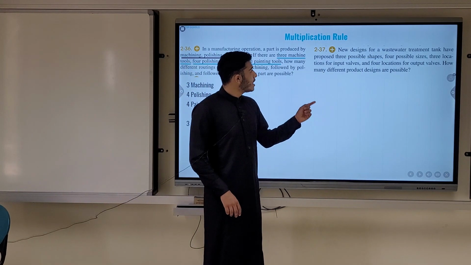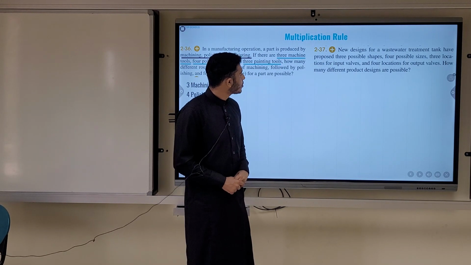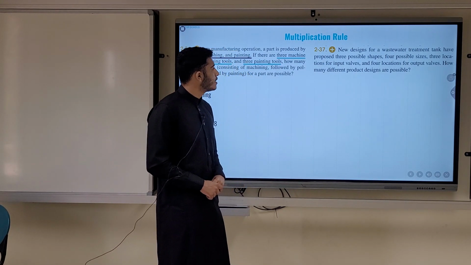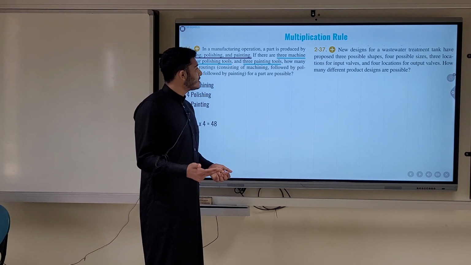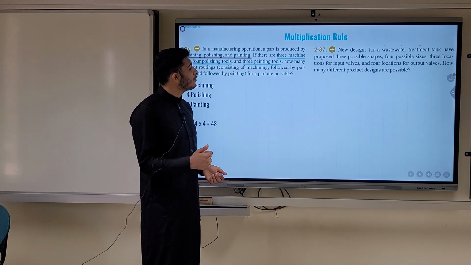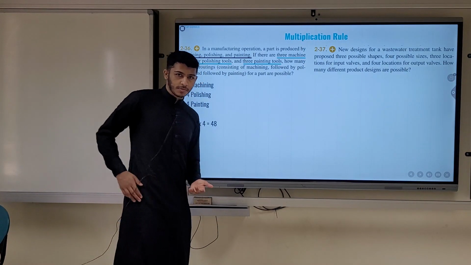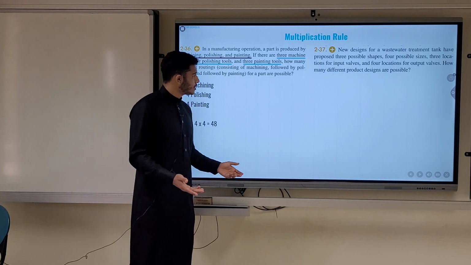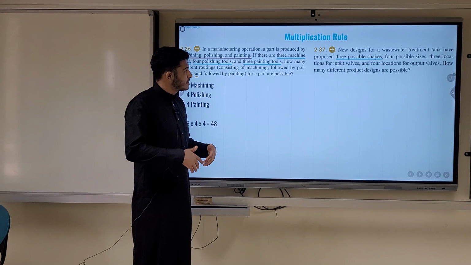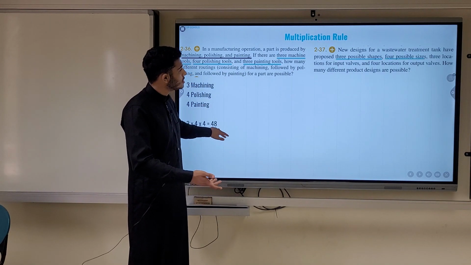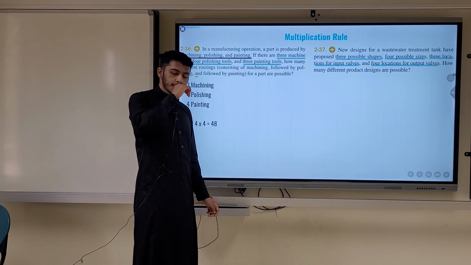The other question says, a new design for a wastewater treatment tank has proposed 3 possible shapes, 4 possible sizes, 3 locations for input valves, and 4 locations for output valves. How many different product designs are possible? So here we have various options. We have the first step, which is shapes. We have sizes. We have the location for input valves and the location for output valves.